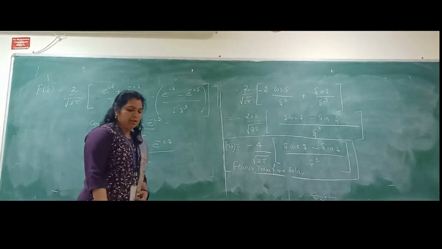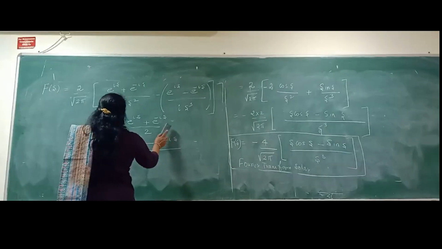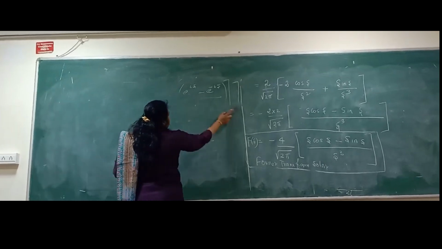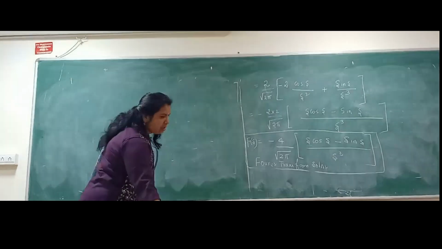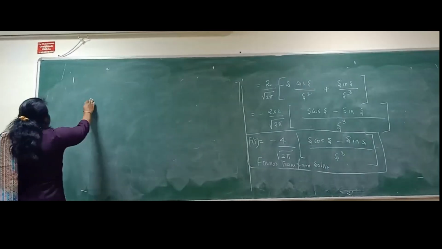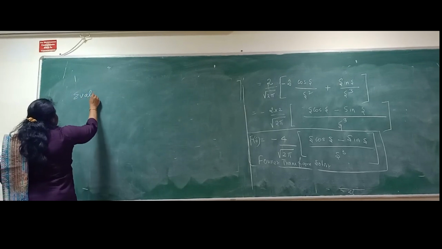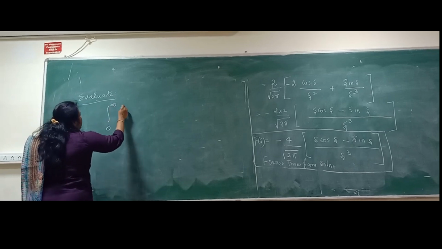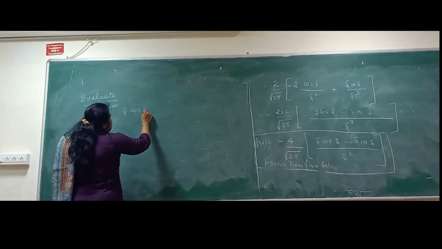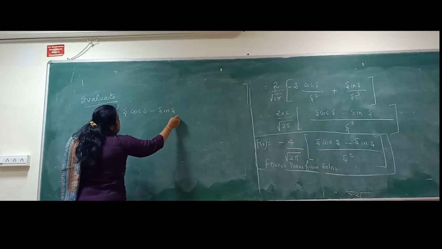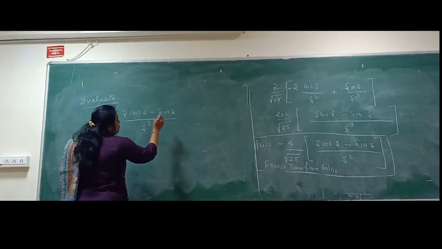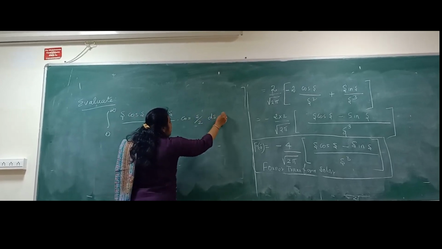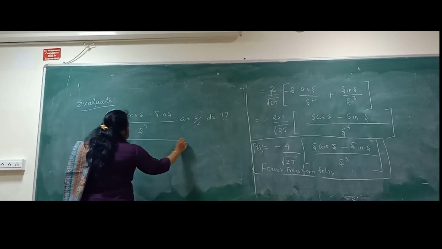Now we are going to evaluate the second subdivision given in the problem. Minus infinity to plus infinity is your formula, but we are going to evaluate 0 to infinity of (s cos s minus sin s) divided by s cube, times cos s by 2, dx. So this we are going to evaluate. How to do this?